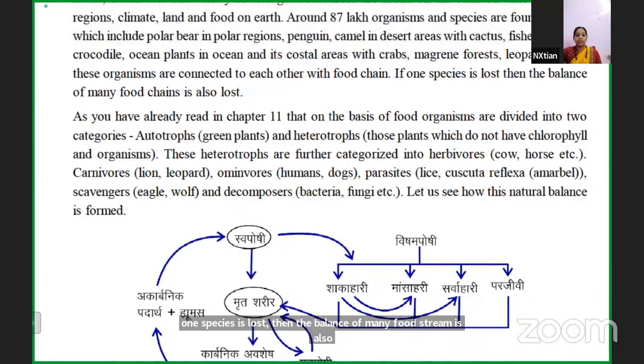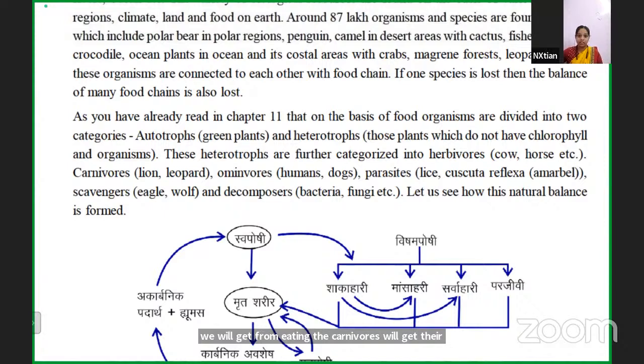Now, all of them are related to each other with a food chain, because all the nutrition that they get is from eating. The carnivores will get their nutrition from eating another animal. The herbivores will get their nutrition from eating the plants. And most carnivores eat herbivore animals. So it creates a chain between them, which makes them related to each other.